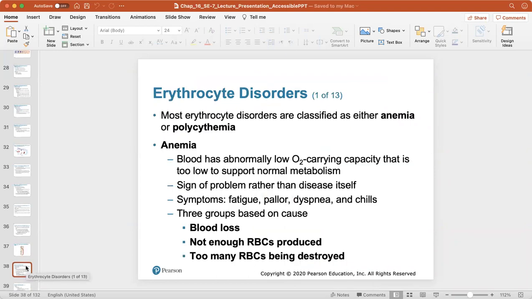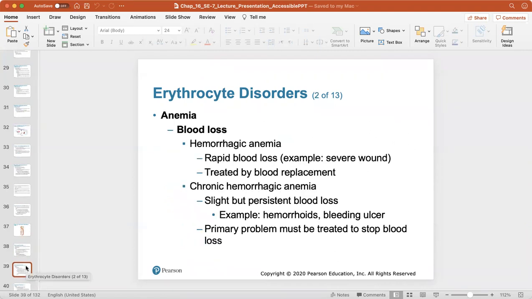Most erythrocyte disorders are classified as either anemia or polycythemia. Anemia is abnormally low oxygen levels. Symptoms can be fatigue, pallor, dyspnea, and chills. And there are 3 groups based on the cause: either blood loss, not enough red blood cell production, or too many red blood cells being destroyed.